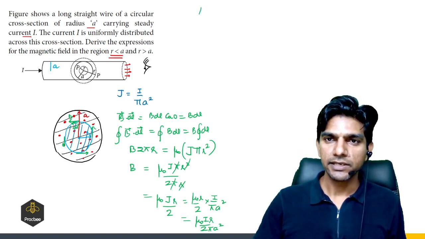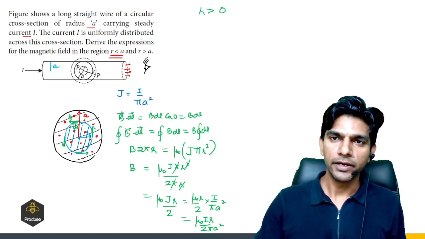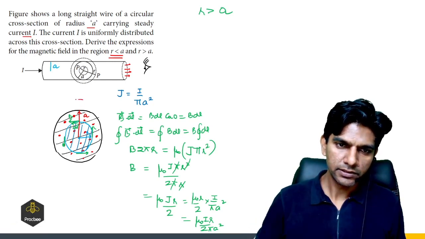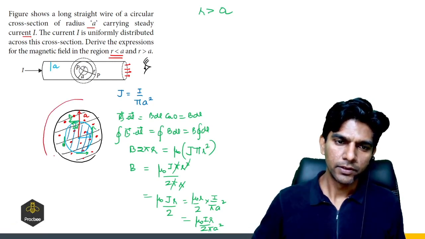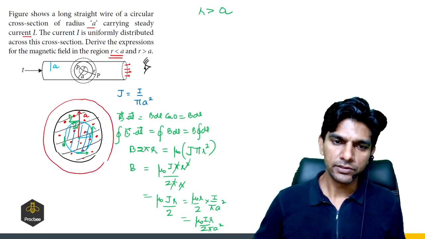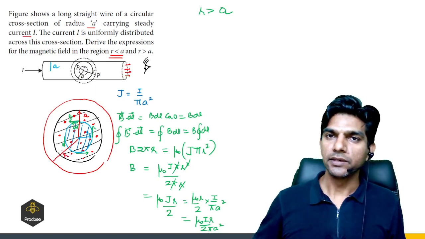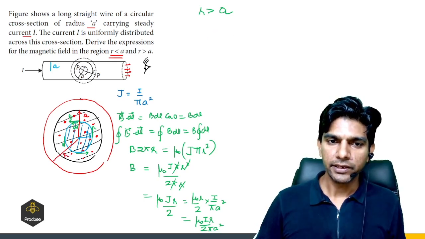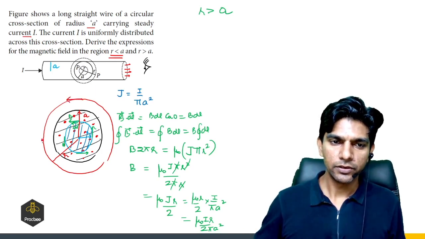Now let us consider the second case when r is greater than a. When r is greater than a, I'm considering this as my Amperian loop, and for this loop r is greater than a. And by symmetry, I can say the magnetic field will be in anti-clockwise direction at different points on this Amperian loop.